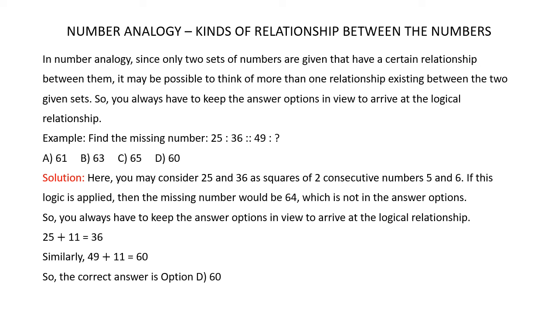So now again consider the first two terms 25 and 36. You'll see that 25 plus 11 is 36. So when you add 11 to the first term, you'll get the second term. So use the same relationship to get the fourth term. So 49 plus 11 is 60. So when you add 11 to the third term, you will get the fourth term 60. Now 60 is in the answer options. So the correct answer is option D, 60. So in number analogy, you always have to keep the answer options in view to arrive at the logical relationship.